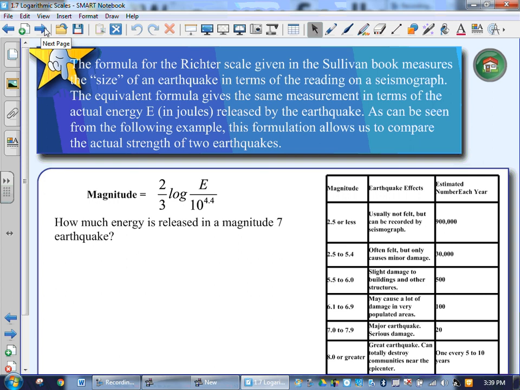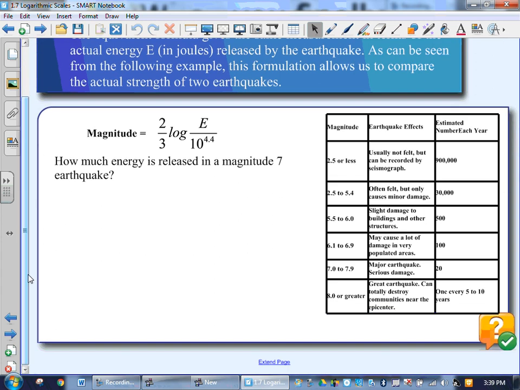The following formula for the Richter scale given in the Sullivan book measures the size of an earthquake in terms of the reading on a seismograph. The equivalent formula gives the same measurement in terms of the actual energy, E, in joules released by the earthquake. As it can be seen from the following example, this formulation allows us to compare the actual strength of two earthquakes. So for example, if magnitude equals 2/3 times the log of E, which is energy in joules, divided by 10 to the power of 4.4, then how much energy is released in a magnitude 7 earthquake?